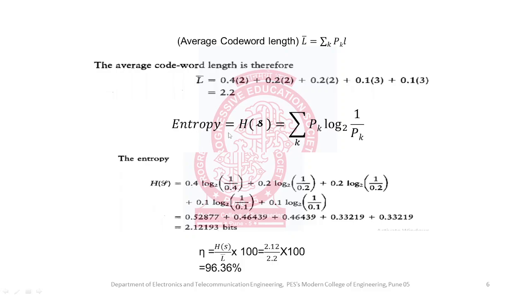Then entropy is calculated. Entropy is nothing but the average information content per source symbol. It is calculated as H(S) equal to summation over k of pk into log to the base 2 of 1 by pk. It is calculated, which is equal to 2.12193 bits per symbol. Then efficiency we need to calculate. Efficiency is equal to H(S) divided by L bar, which is equal to 96.36%. In this way we are going to calculate the efficiency for Huffman coding.